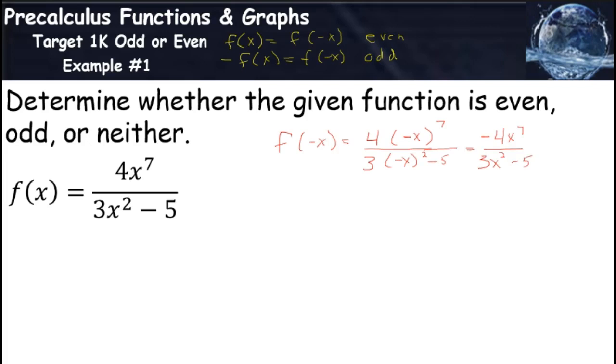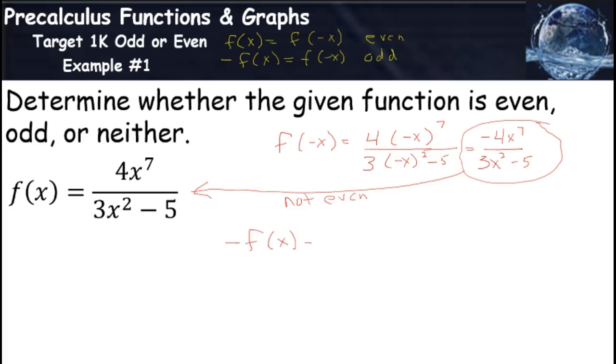So now I look at this. Does this equal this? And the answer is it doesn't. This has a negative and this does not. So that means it is not even. Now I have to find negative f of x. To find that, I write negative 1 over 1 times 4x to the 7th over 3x squared minus 5.